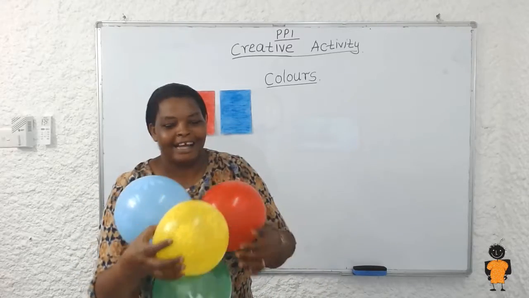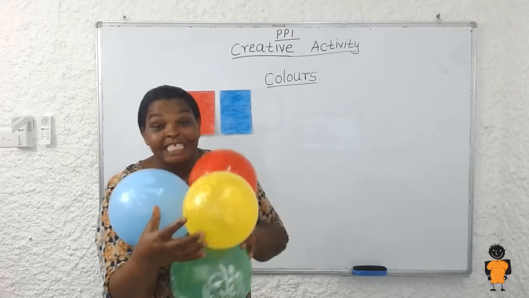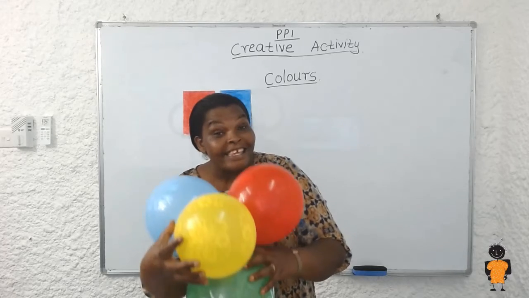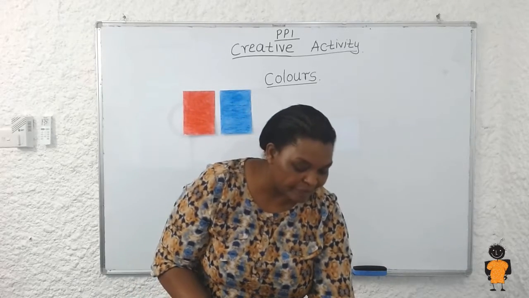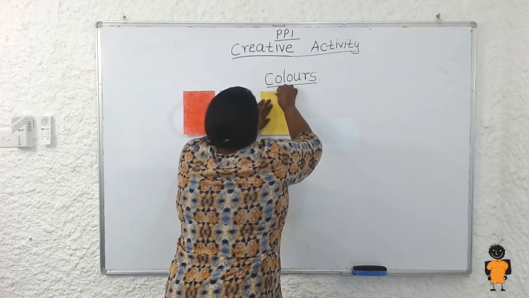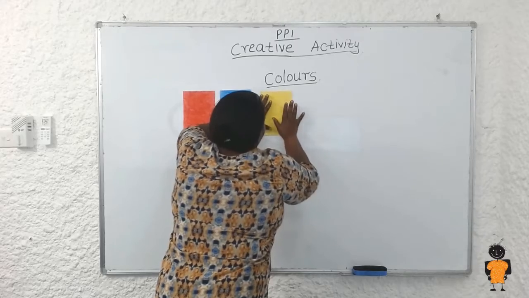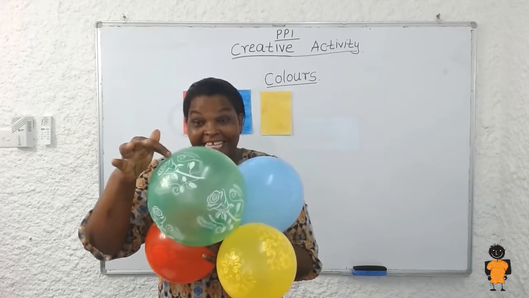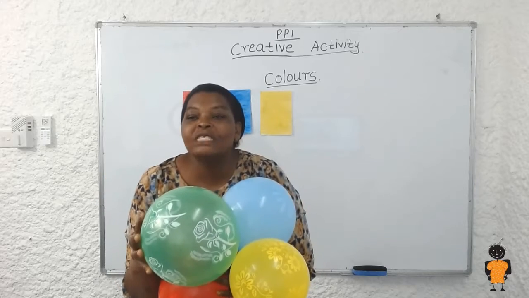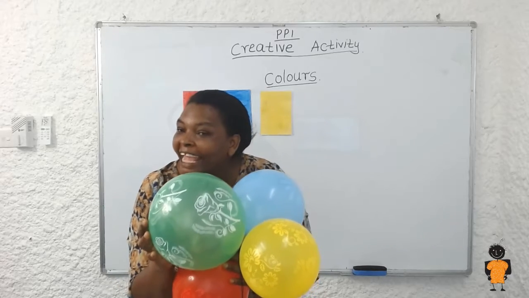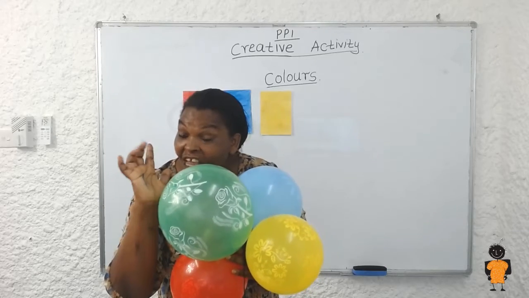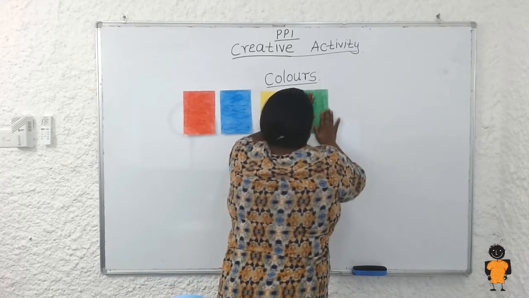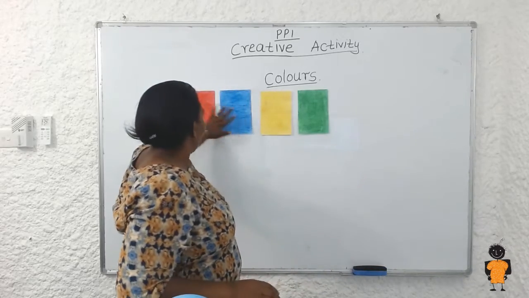Then this one here. Do you see it? And this is yellow color. It is yellow color. And then we put yellow color there. Then the last one, this one here. This is green color. Can you say green color? Again, green color. Yes, this is green color. Then we put green color there.